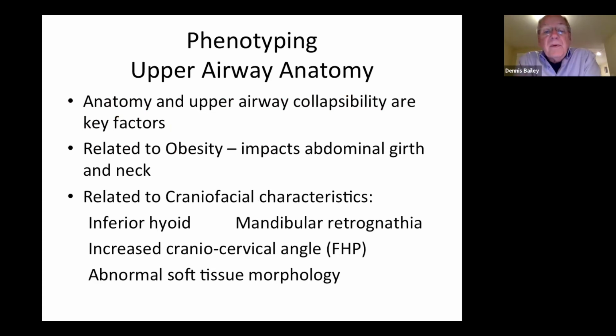So in phenotyping of the upper airway, the anatomy and upper airway collapsibility are key factors, again related to obesity, and particularly abdominal girth and neck circumference. Related to craniofacial characteristics such as an inferior hyoid or mandibular retrognathia, or increased cranial cervical angle, which can be related to a forward head posture and abnormal soft tissue morphology.